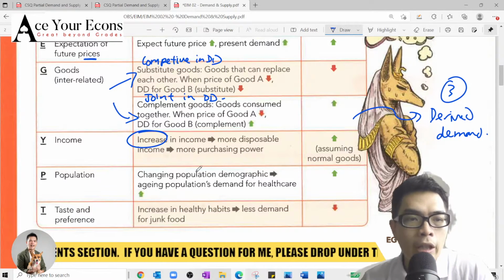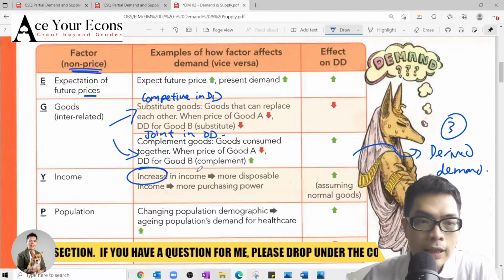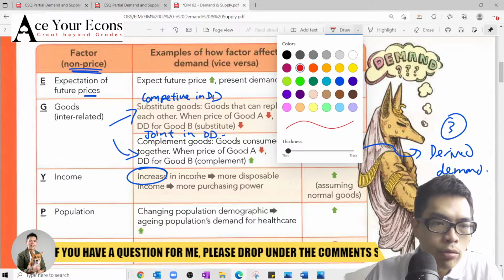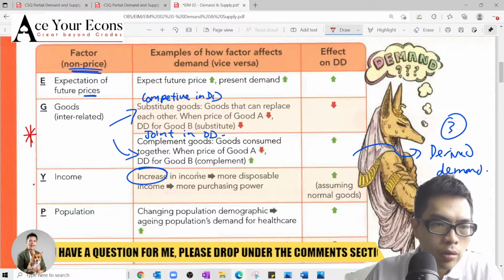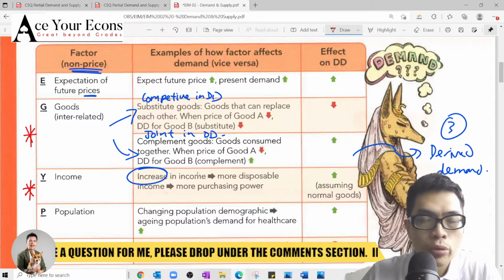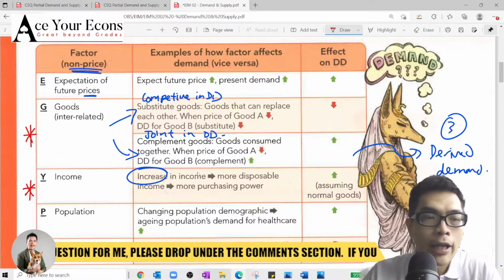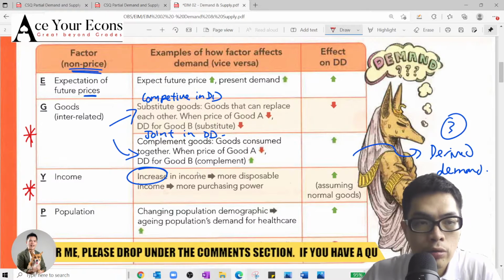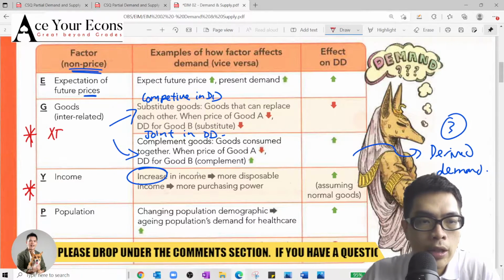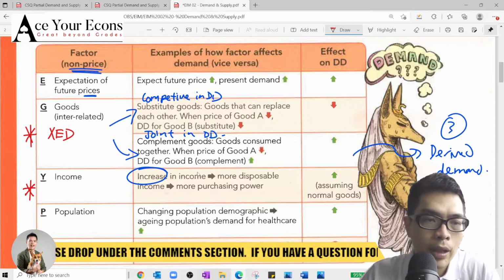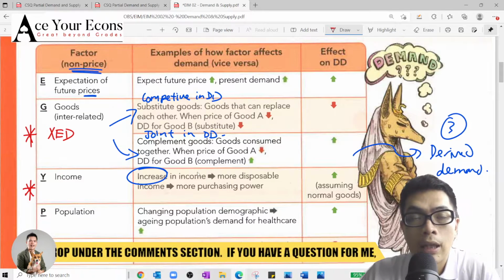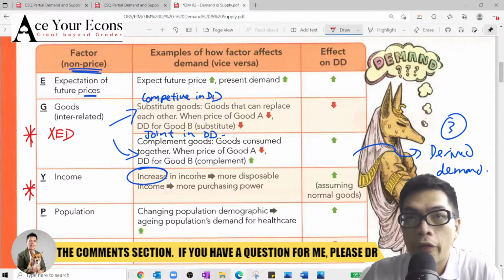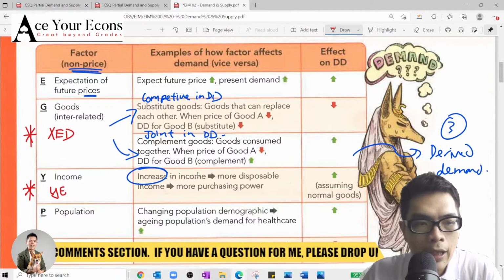Some of these are popular, so I'm going to list down which are the important ones. The important ones will be these two, especially for my H2 students. There is an extension topic for these two. For interrelated goods, my H2 students, you may want to pen this down. It's related to cross elasticity of demand, or XED. We'll get there in time. The extension topic for income will be what we call income elasticity of demand.